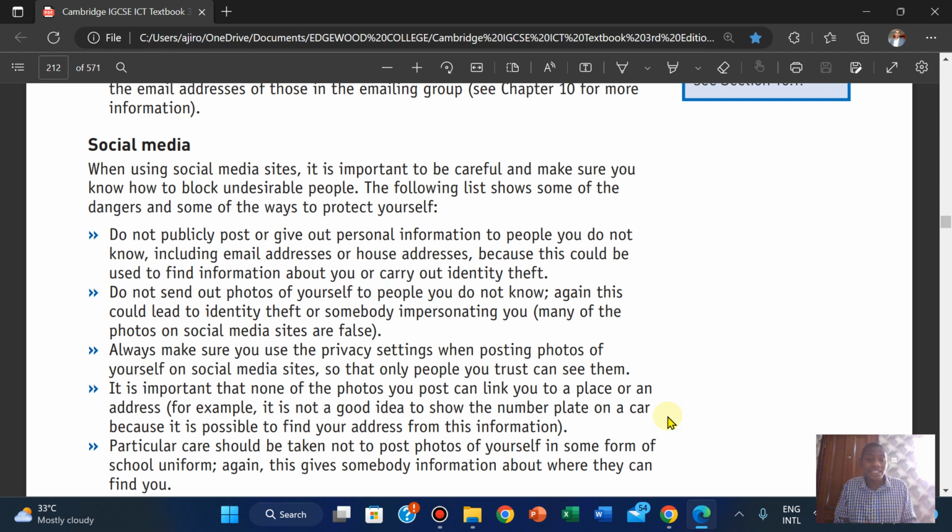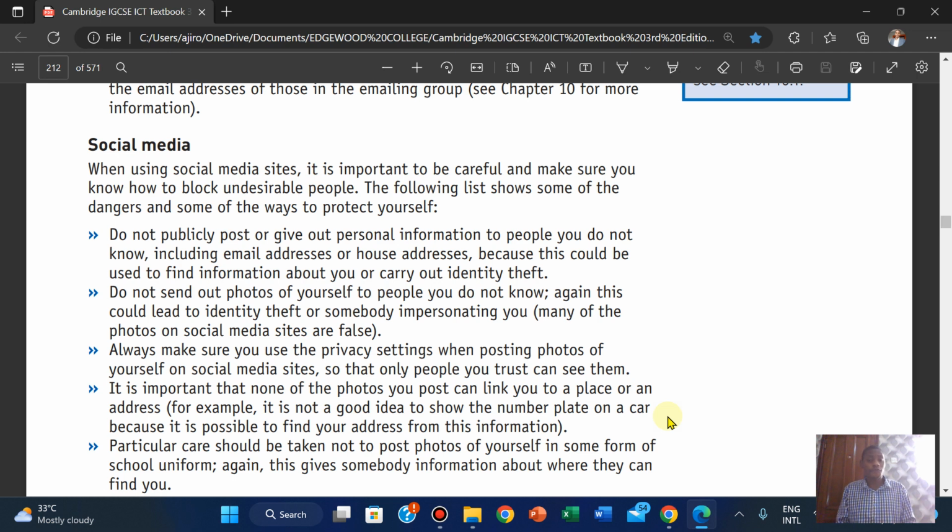So do not publicly post or give out personal information to people you do not know, including email addresses or house addresses, because this could be used to find information about you or carry out what we call identity theft. People can actually impersonate your personality on social media just to get information about you. So you have to look out for it.